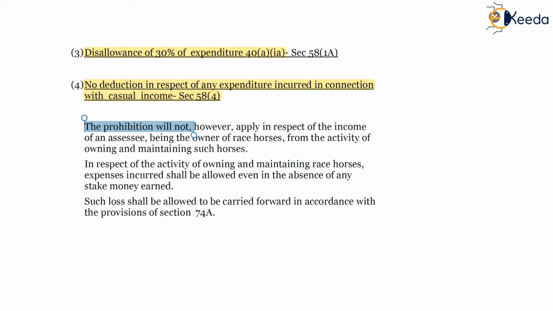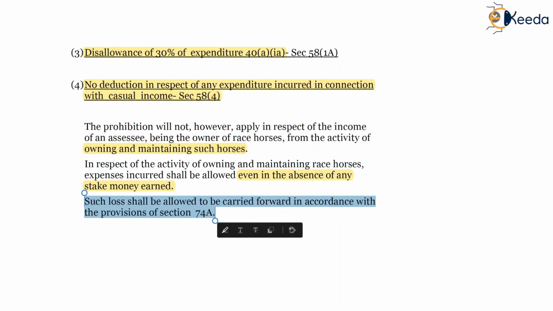The prohibition will not, however, apply in respect of the income of the SSC being the owner of race horses from the activity of owning and maintaining such horses. So not applicable to owning and maintaining of horse races. In respect of the activity of owning and maintaining race horses, expenses incurred shall be allowed even in the absence of stake money earned. So even in the absence of stake money earned, expenses will be allowed to the SSC, and in such a scenario, if there is a loss, it shall be allowed to be carried forward in accordance with the provisions of Section 74A.